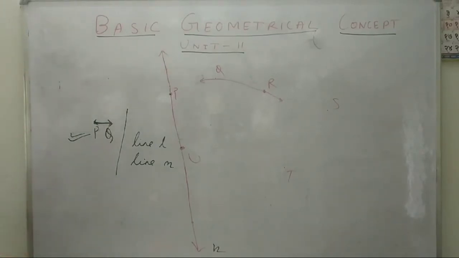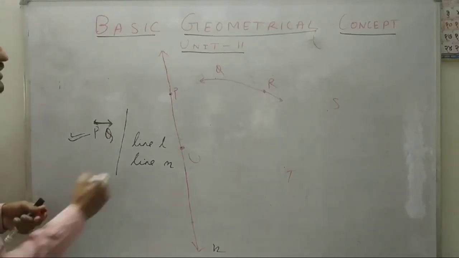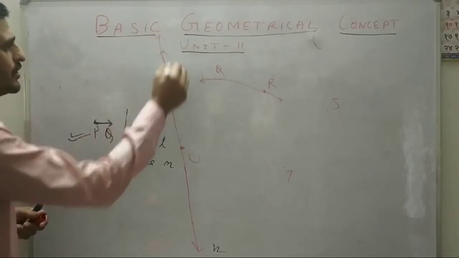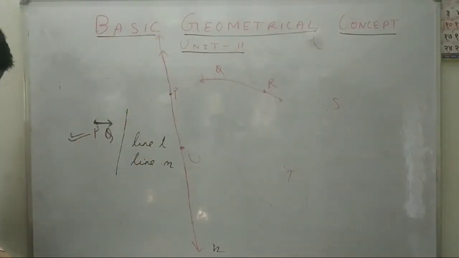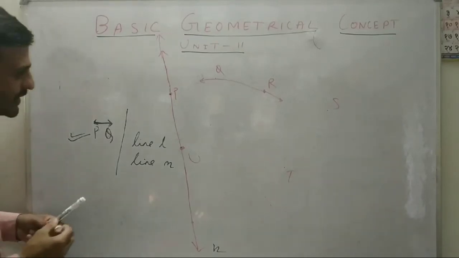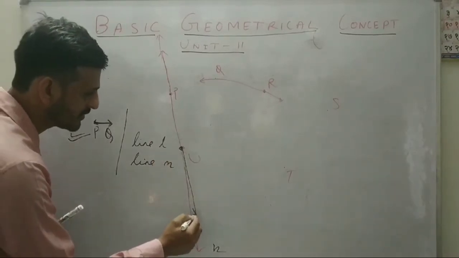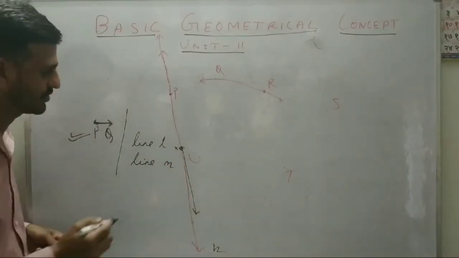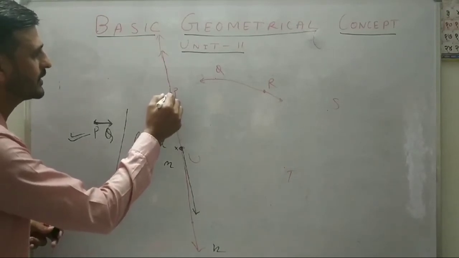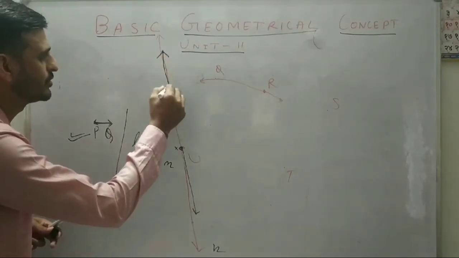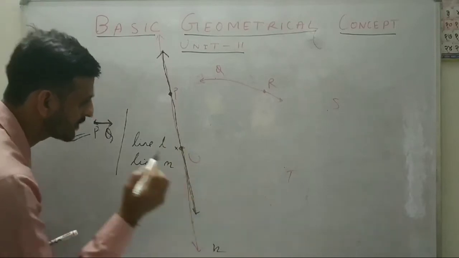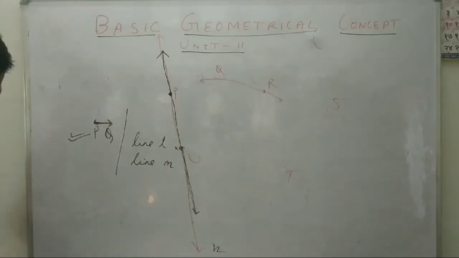So the basic facts about a line: a line has no definite length, because you can extend the line up to here also. So it does not have any fixed length. A line does not have any fixed endpoint also. Suppose you are thinking this is the endpoint of the line. No, it can be extended. So this is not the endpoint of the line, and this is also not the endpoint. So we can say the line does not have endpoints.